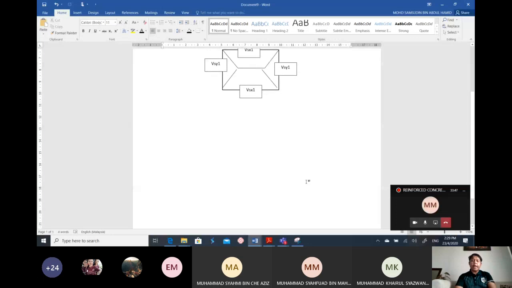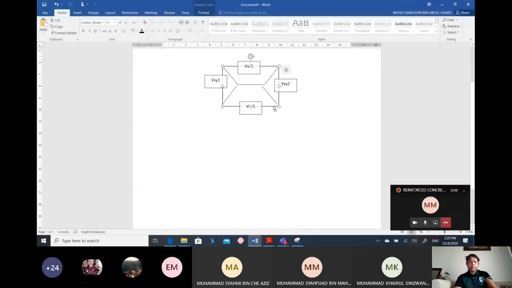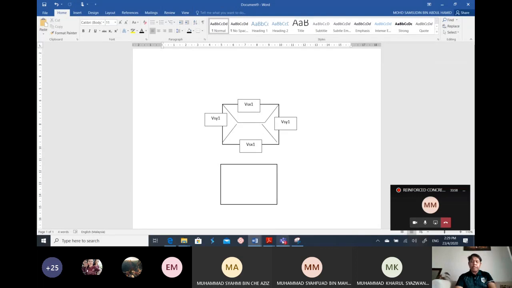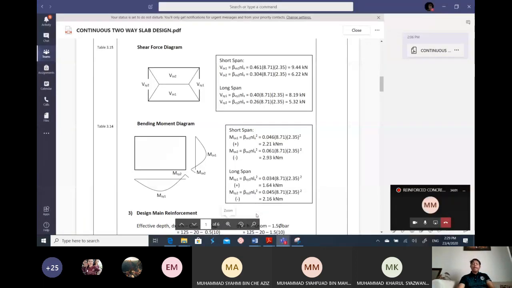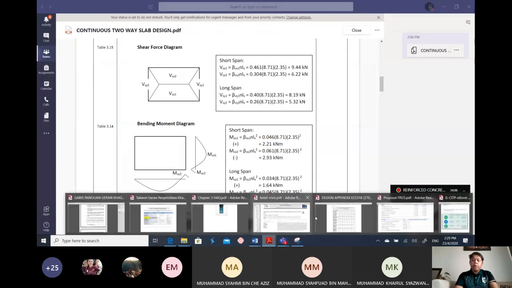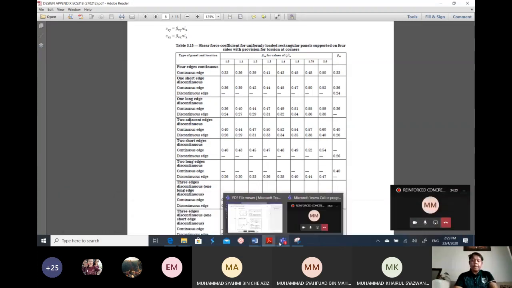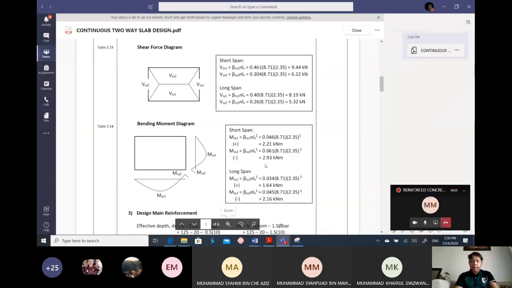How about the bending moment diagram? Okay, so I copy this. We have a look on our previous example first, on the bending moment diagram here. So we also refer to table 3.14. From this table, for two adjacent edges, kita tengok all those 4 coefficients, they got the value. So it means that we will have 4 moments. That's why in my example we will have 4 moments.